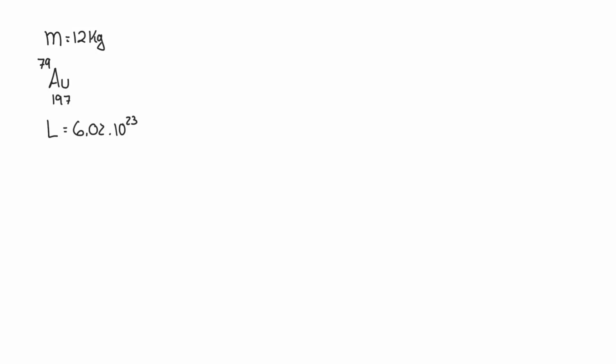To begin this question, we determine what is the number of atoms of gold that are in 12 kilograms of gold. For that, we have to use Avogadro's constant that tells us that in 1 mole of gold, there are 6.02 times 10 to 23 gold atoms. So it goes as follows. In 1 mole, we have 6.02 times 10 to 23 atoms.